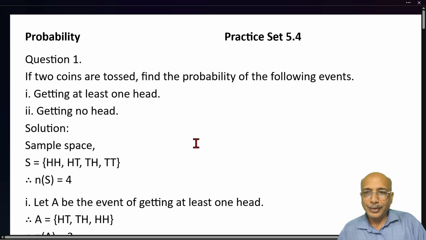Hello children, let us start with practice set 5.4. First question: if two coins are tossed, find the probability of the following events: getting at least one head, getting no head.